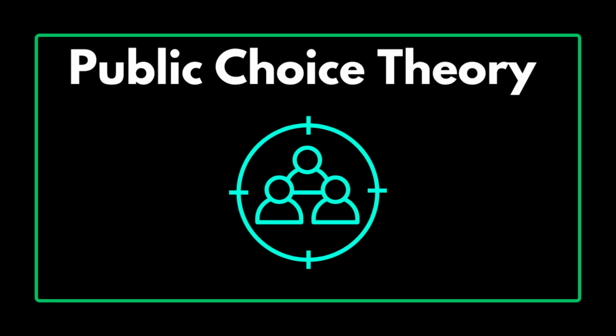Public choice theory argues that government officials, like any other individuals, respond to incentives, which means they make decisions that benefit themselves rather than always prioritizing the common good. This perspective explains why governments sometimes make inefficient or costly policy decisions that do not necessarily serve the public interest.